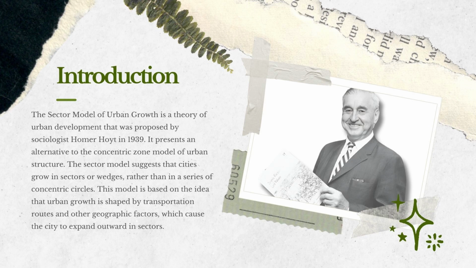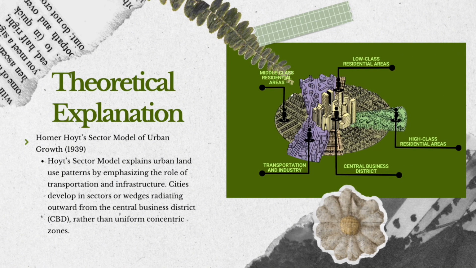The sector model of urban growth was introduced by Homer Hoyt in 1939 as an improvement to the concentric zone model. It suggests that cities do not expand in perfect circles but rather in sectors or wedges, influenced by factors such as transportation routes, economic activities, and social class distribution. In this model, urban areas grow outward from the central business district along major transportation routes, forming distinct zones. Each zone has different types of land use and social group.